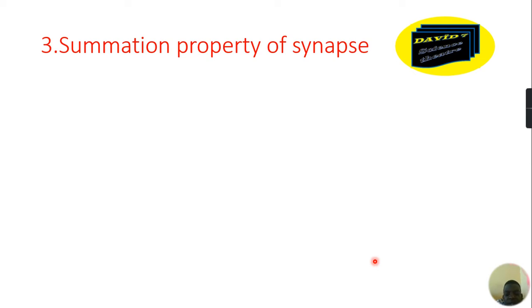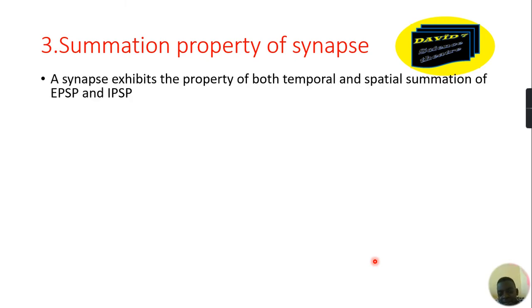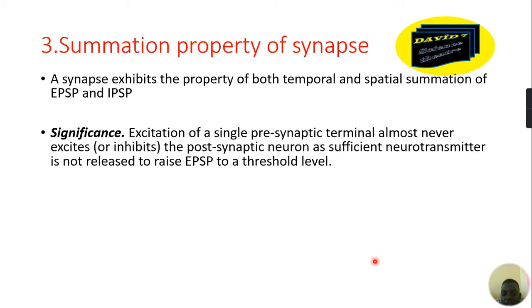Summation property of a synapse. That is the third property we're going to talk about. In summation, a synapse exhibits the property of both temporal and spatial summation of both excitatory or inhibitory postsynaptic potential. And the significance of summation is that excitation of a single presynaptic terminal almost never excites or inhibits the postsynaptic neuron, as sufficient neurotransmitter is not released to raise the excitatory postsynaptic potential to the threshold.